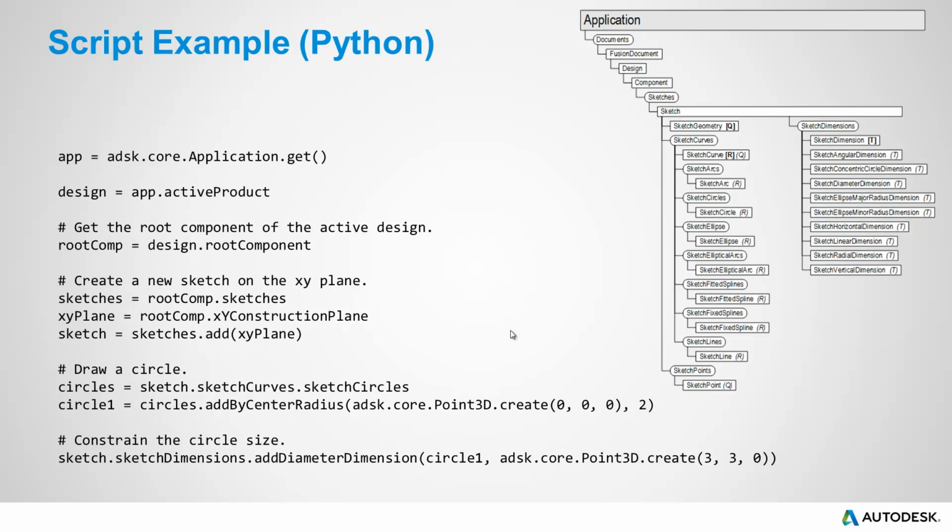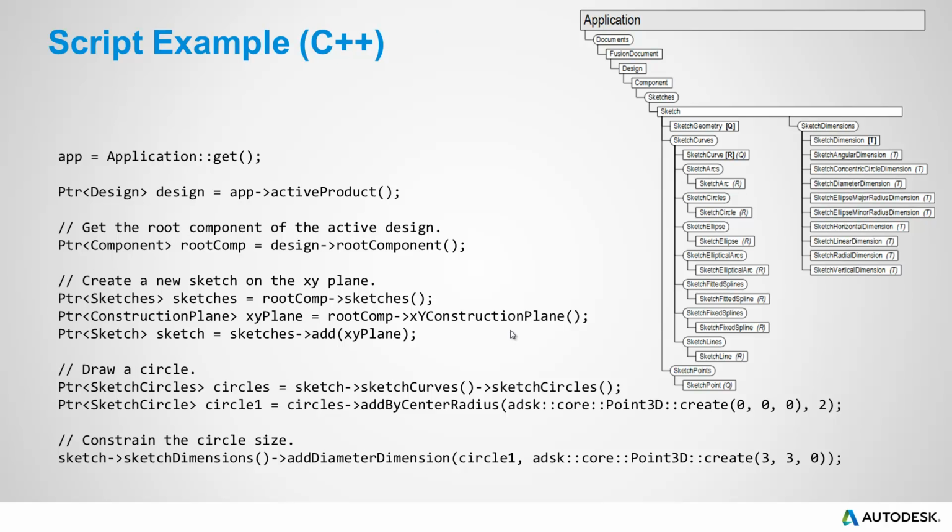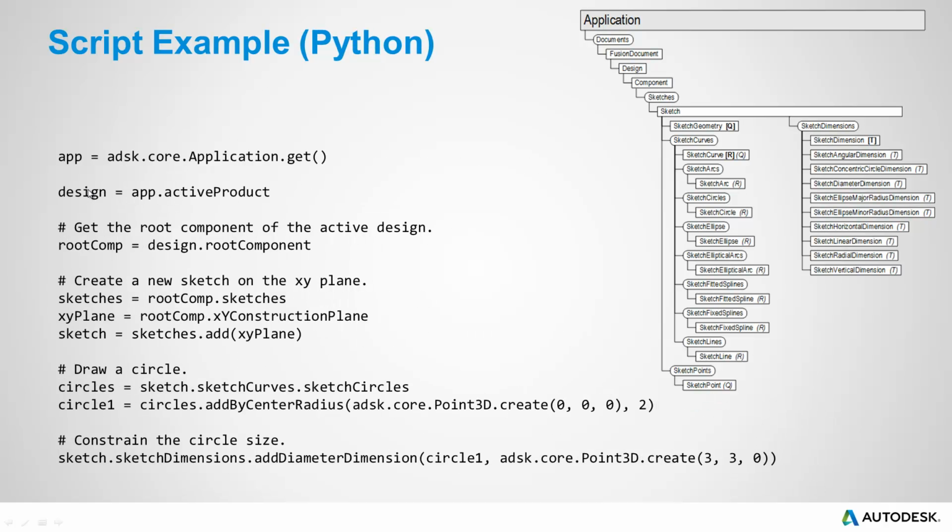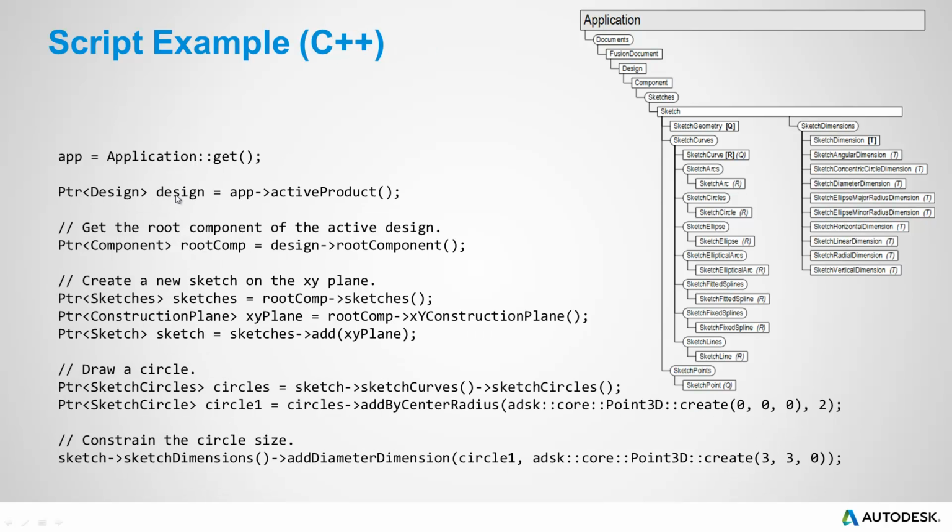And C++. Now we see some more changes, so there are bigger differences in the syntax. Here I have to declare every variable as a certain type, and it uses this ptr template. So here we're declaring design and setting it to the active product, and that's what this is doing. In the other languages we just didn't have to declare it. So again, just a little bit different syntax, but it's still doing the same thing.